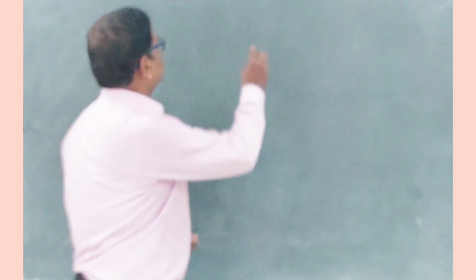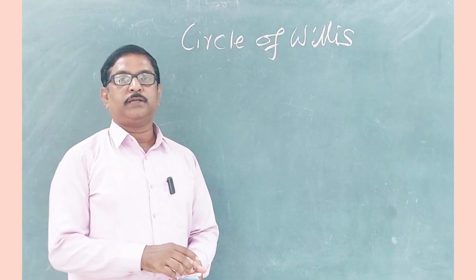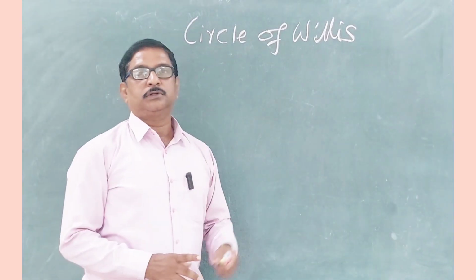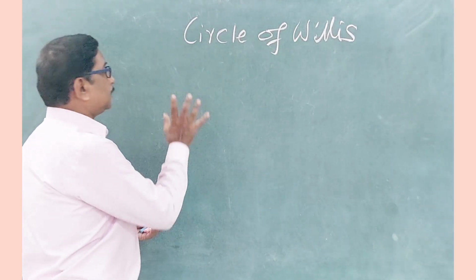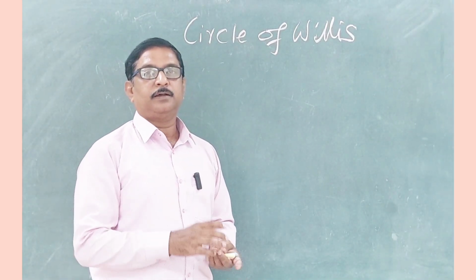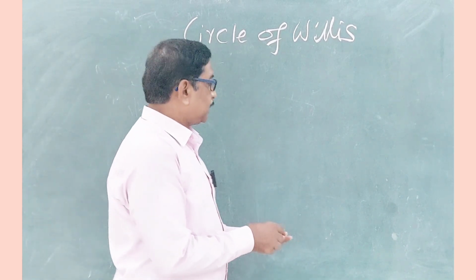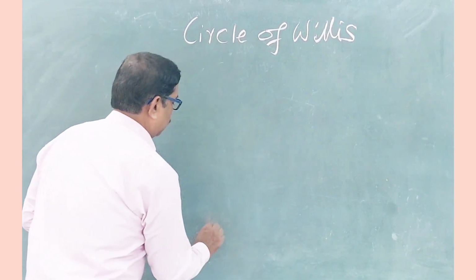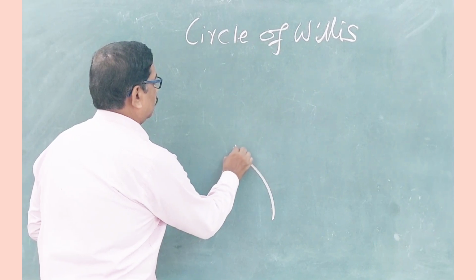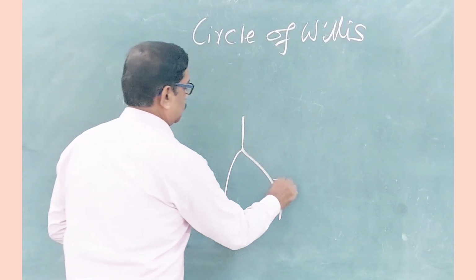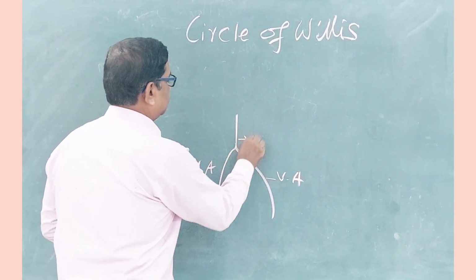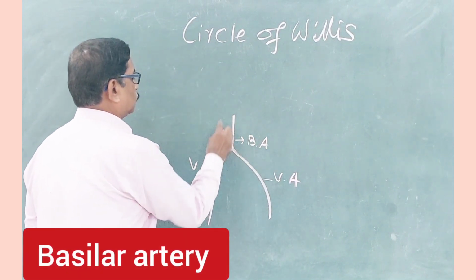Let us see the circle of Willis, which is also known as circulus arteriosus, and this name is after Thomas Willis. This arterial circle is formed by the internal carotid artery and the vertebral artery. What is that? This is one vertebral artery of one side and another vertebral artery of the other side. These two arteries form the basilar artery. This is the basilar artery, passing in front of the pons, so it is the region of the pons.